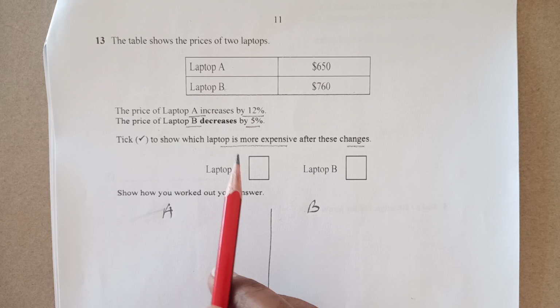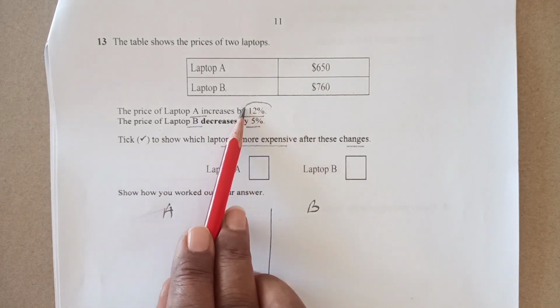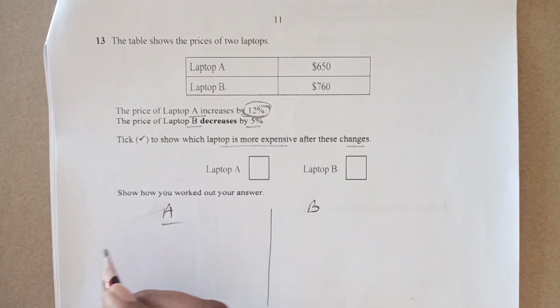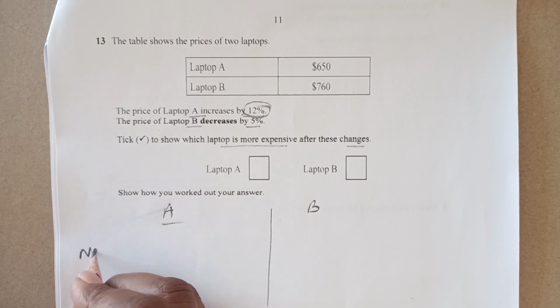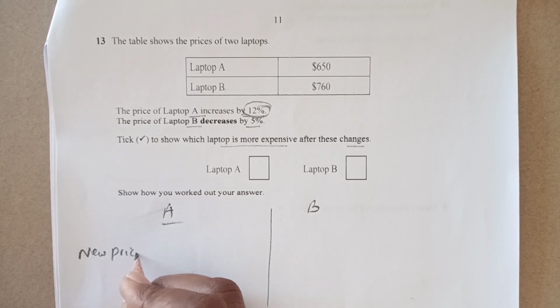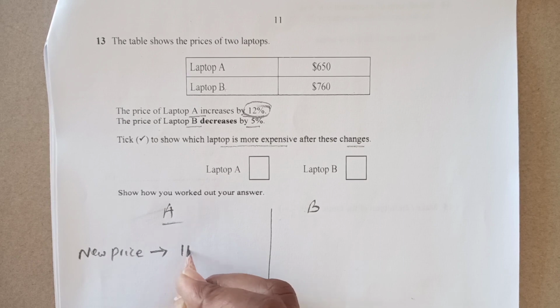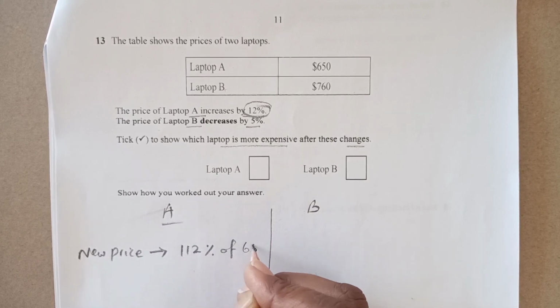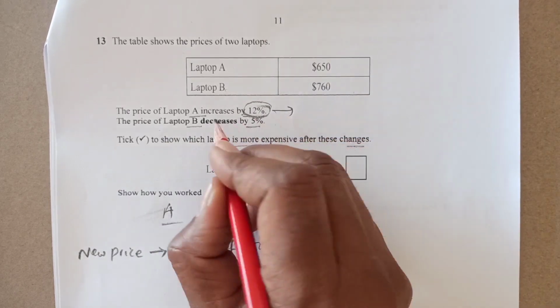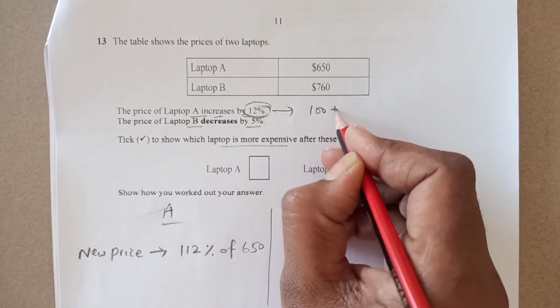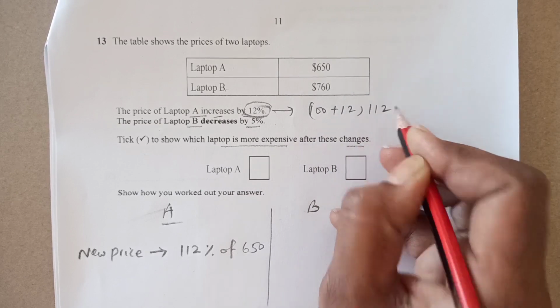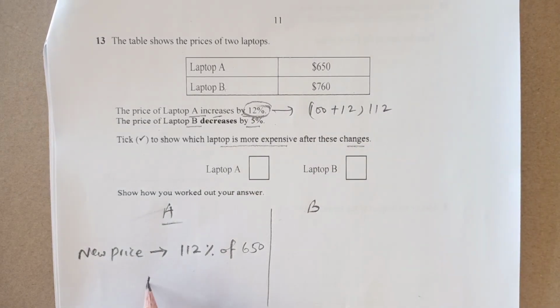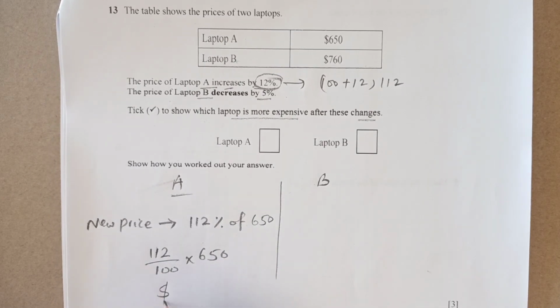So for laptop A, the price is increased by 12%. So the new price is going to be 112%. New price of laptop A is 112% of 650. As this is a 12% increase, we took it as 100 plus 12, so that is going to make it 112%, right? So 112 over 100 times 650. Just use the calculator directly.